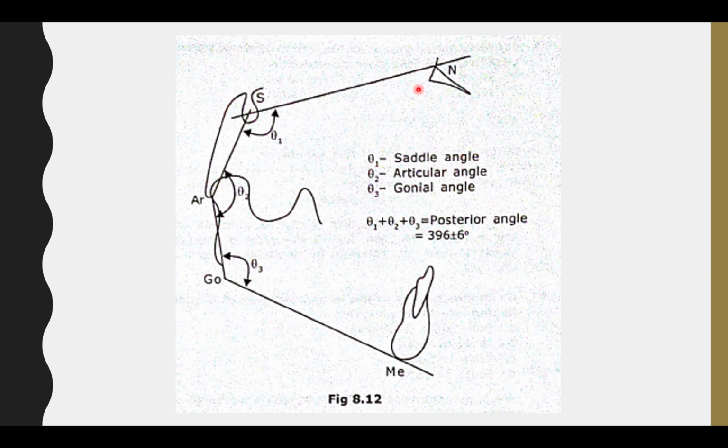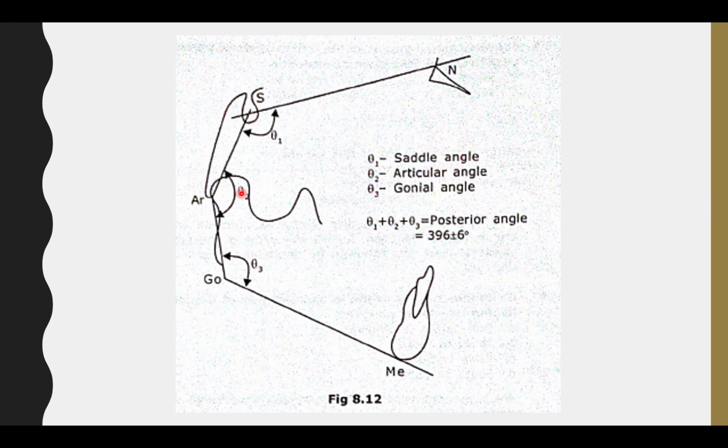Angle 1, from the nasion to sella, and from the sella to articular, is your saddle angle. This shows the relation between your anterior cranial base and the mandible, how the mandible is related to your cranial base. If it is positioned backward, then the angle will be greater. If it is positioned forward, then the angle will be lesser.